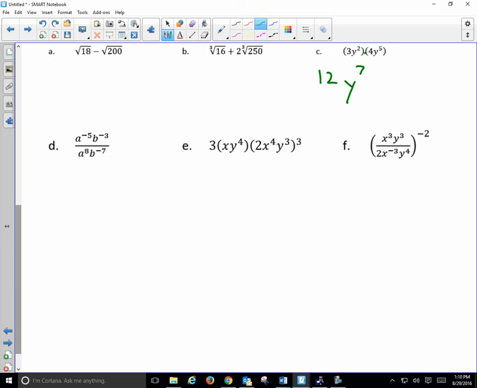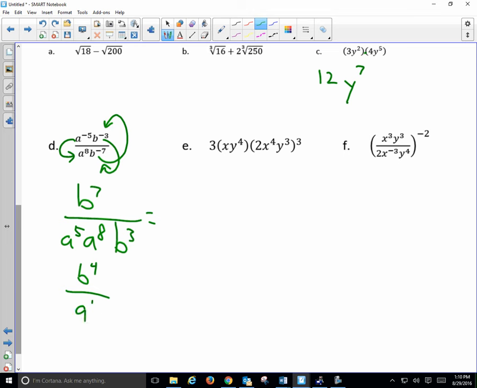D, the operation is division, but we understand it's multiplication. Instead of adding, we'll just subtract the powers. But first, I'm going to move the exponents, those that are negative. So the b to the 7th will move up, b to the 3rd will move down, a to the 5th will move down. I get b to the 7th over a to the 5th, a to the 8th, and b to the 3rd. And now I can simplify that to b to the 4th over a to the 13th.